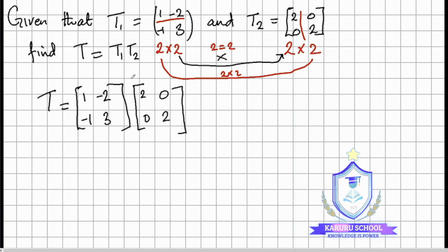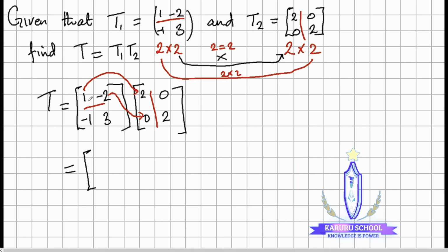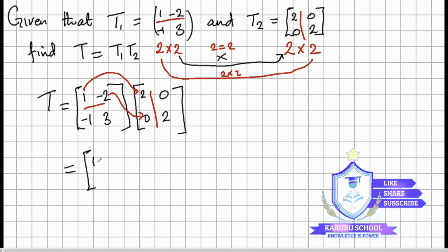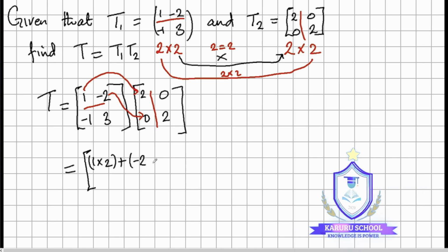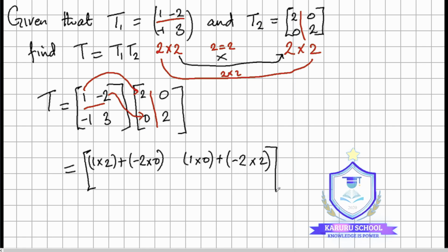So we will take the values of the first row vis-a-vis the values of the first column. So you multiply 1 by 2 and you multiply -2 by 0 to give you the first value. So T would be equal to, open big bracket, we have 1 multiplied by 2 plus negative 2 multiplied by 0. Then the second element in the first row would be 1 multiplied by 0, plus negative 2 multiplied by 2, then close the big bracket.